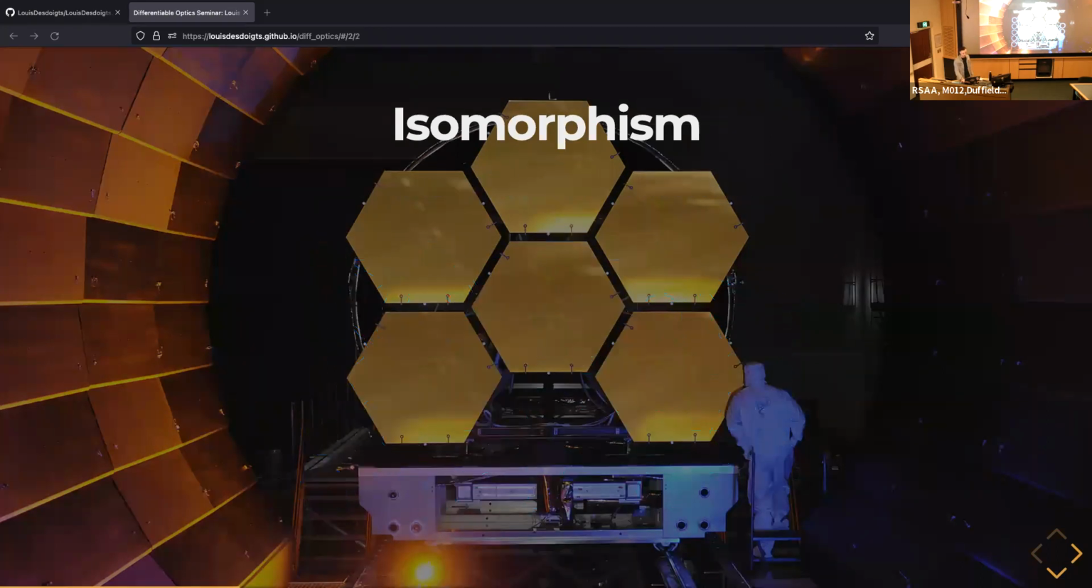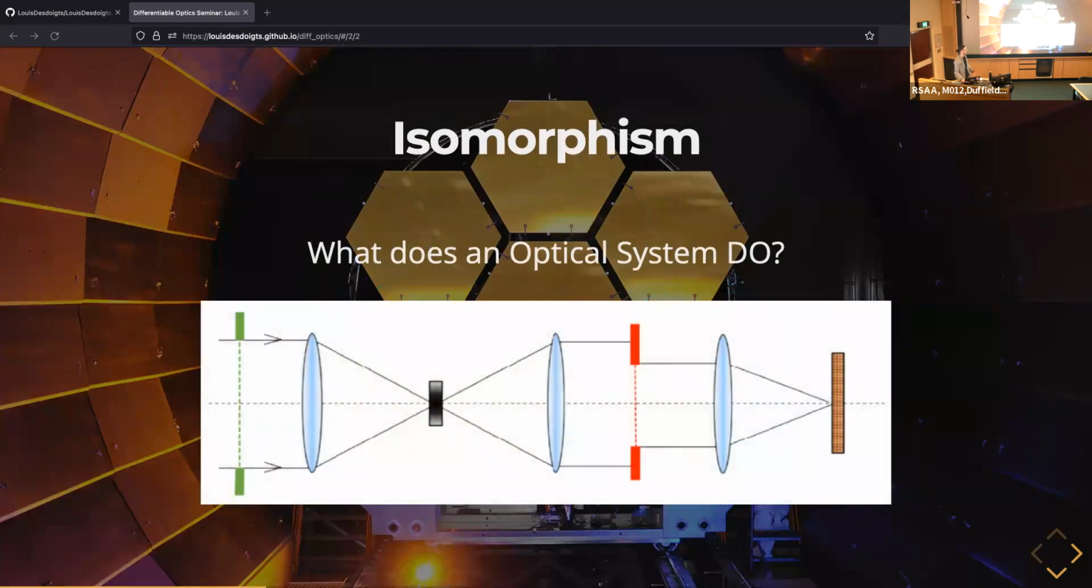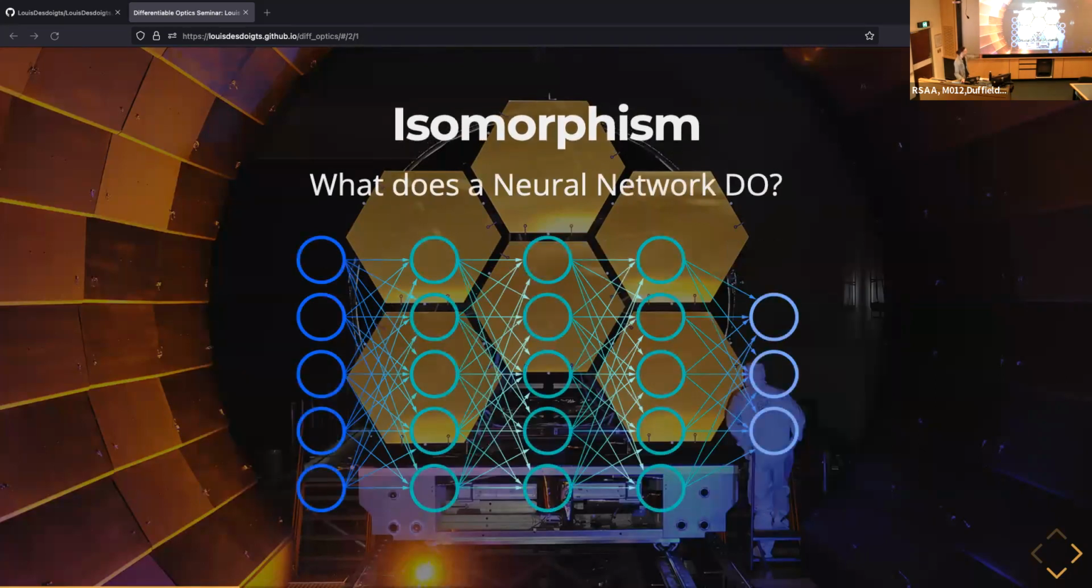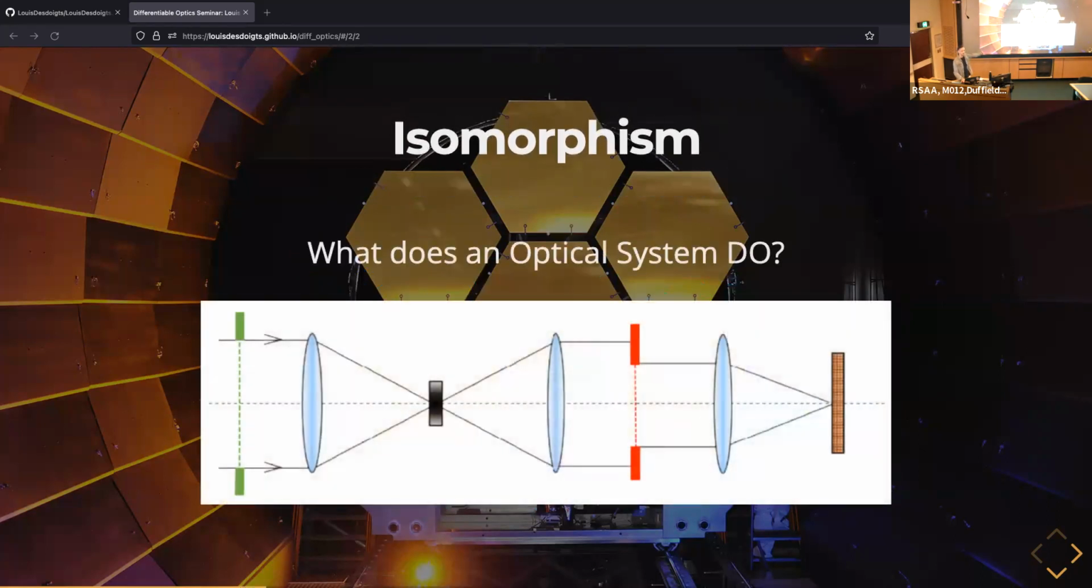All good and well. So what about an optical system? What does an optical system do? Well, it maps an input wavefront to an output wavefront via linear transforms and nonlinear matrix operations. You might have noticed that these look a bit similar in these representations. And really what that means is that an optical system is simply a constrained neural network. They're performing the same operations under the hood. And so an optical system is really a subset of a neural network that operates on a complex vector.